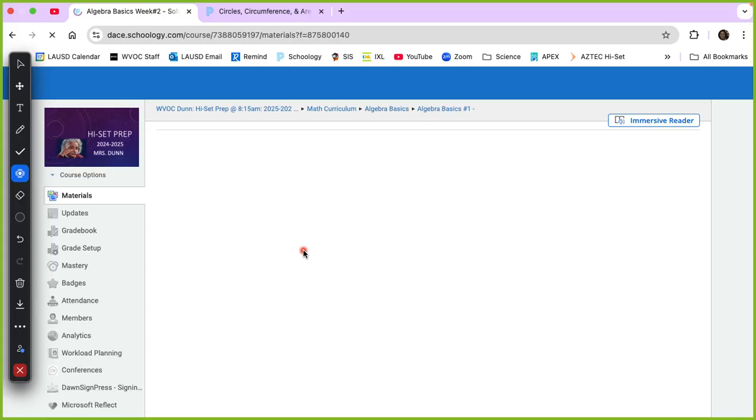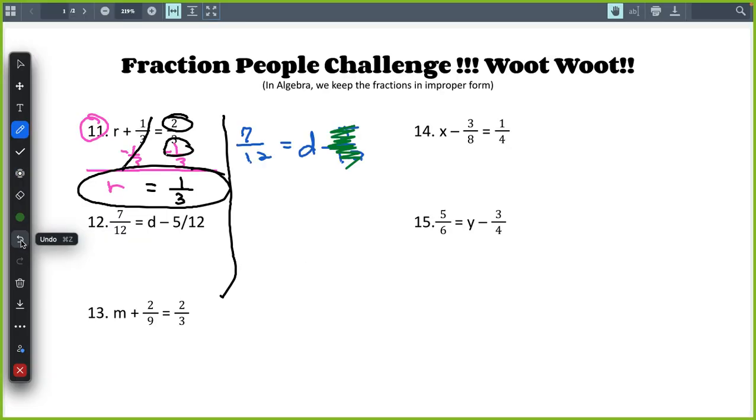Now, number 12 came out kind of funny, so I'm going to rewrite it right here. Let me just get a different color. I've got 7/12 equals d minus 5/12. The number that's on the same side of the equal sign next to my d, I need to get rid of that. So what's the opposite of minus 5/12? Well, it's going to be plus 5/12, right? Because that's the opposite. We're going to solve by using the inverse, the additive inverse. And whatever I do to one side, I have to do exactly the same thing to the other side of the equal sign.